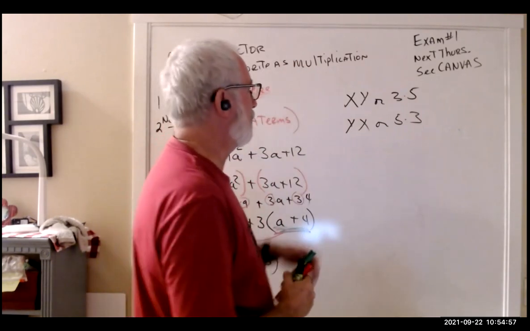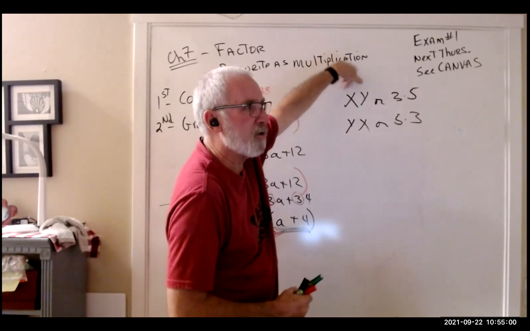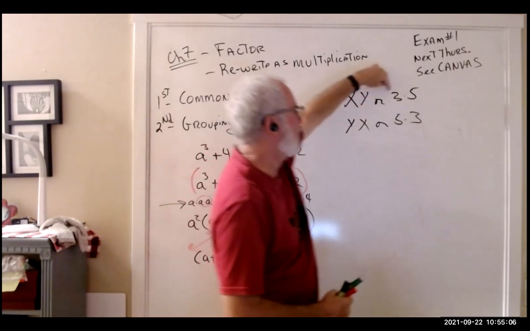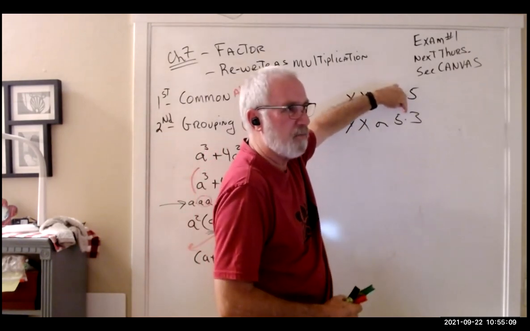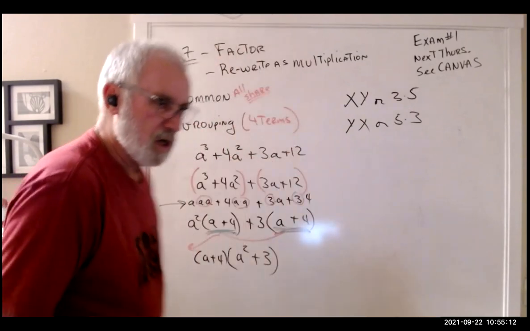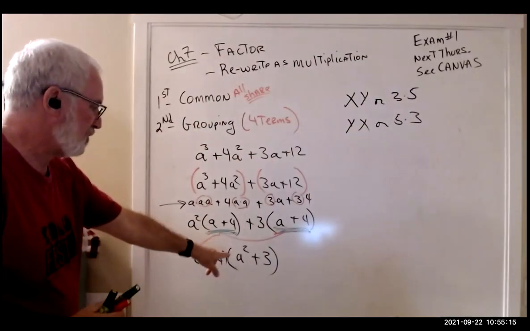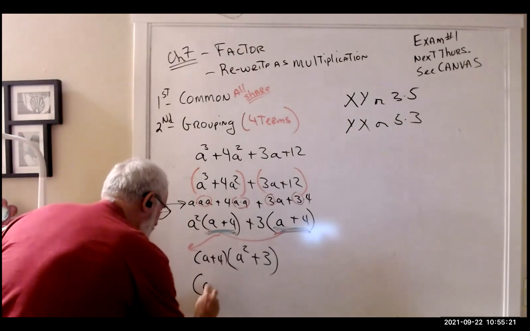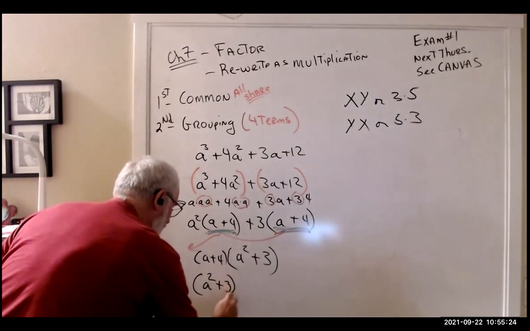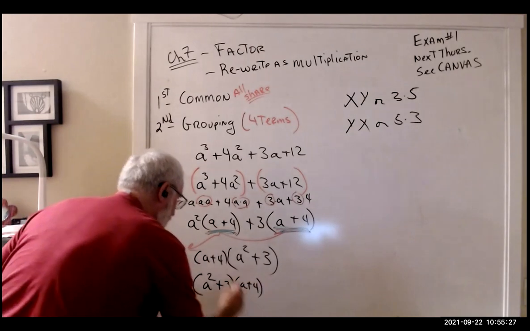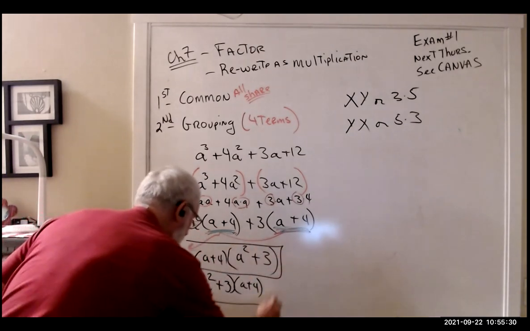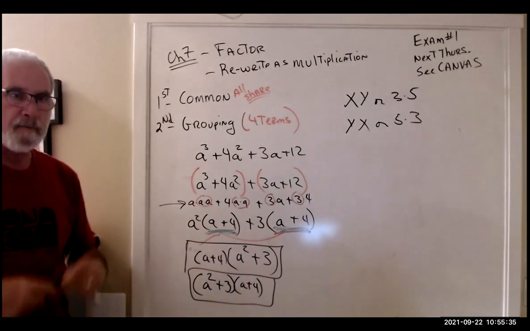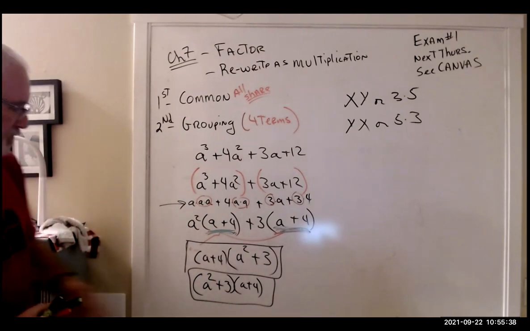The point is, for multiplication, it doesn't matter how you write X times Y or Y times X. Or you go 3 times 5 or 5 times 3. You get 15. Sometimes the books will write this: a squared plus 3 times a plus 4. Both of those are the same. Both of those are 100% credit.